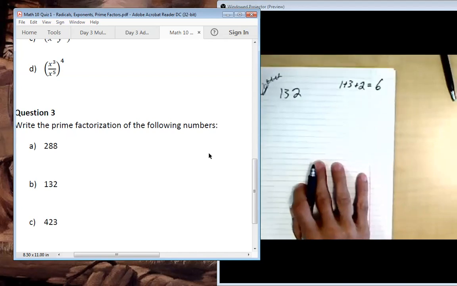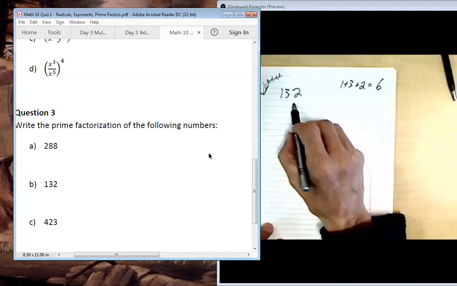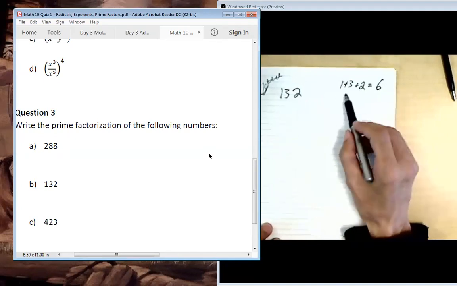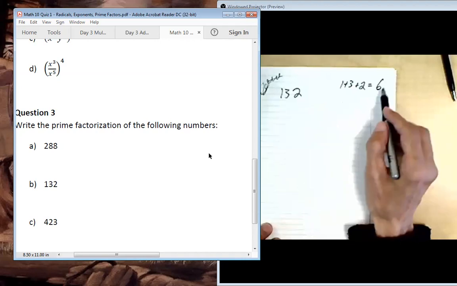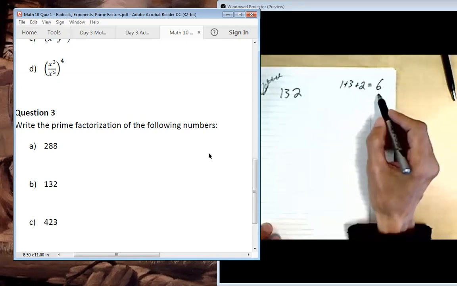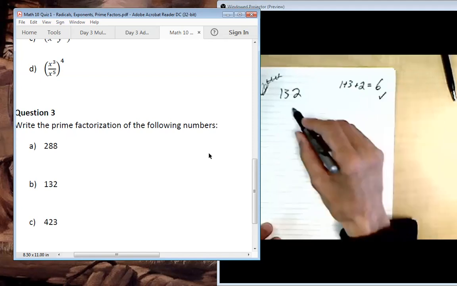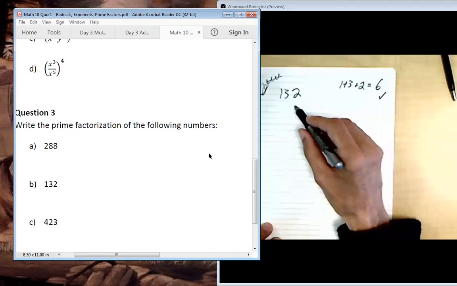I'll say it again. This is what we're going for. 132, too big for my brain, I don't know. But if I add those digits up, I get a smaller number that I know stuff about. Does 6 divide by 3? Yes. So that means 132 divides by 3. And then we just have to figure it out.